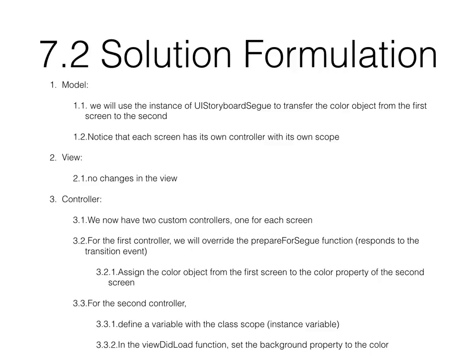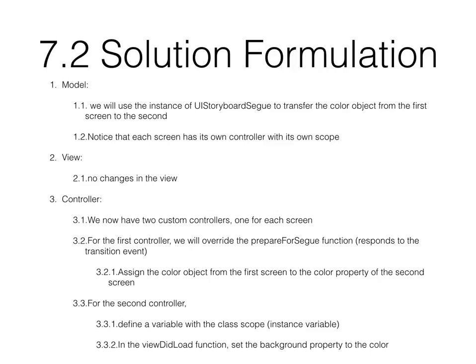Now, the navigation takes place through the segue, the push segue that we created, the instance of the UIStoryboardSegue. So I will use that instance in order to get access between the two screens. Think about the segue as a bridge between the two screens, or a pipe, and I can push the value of the color through that pipe from the first screen to the second screen.